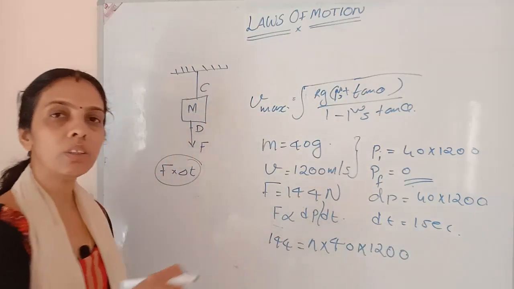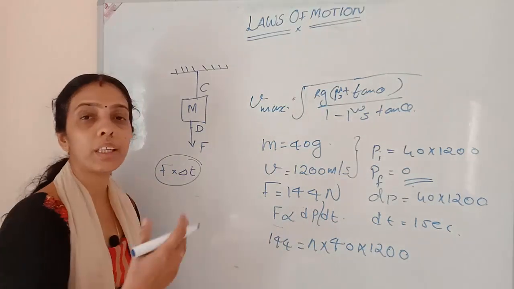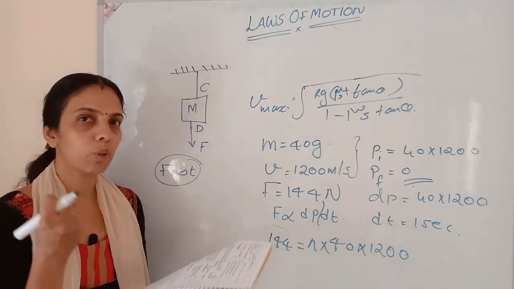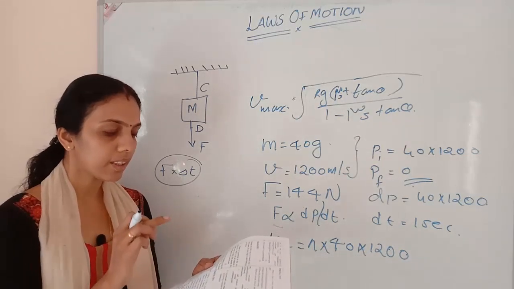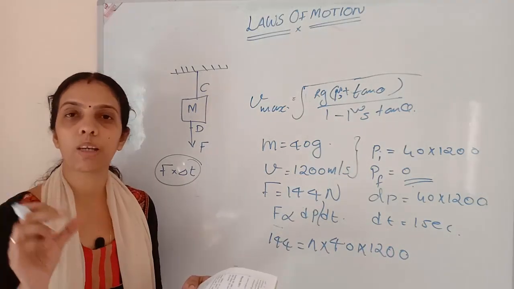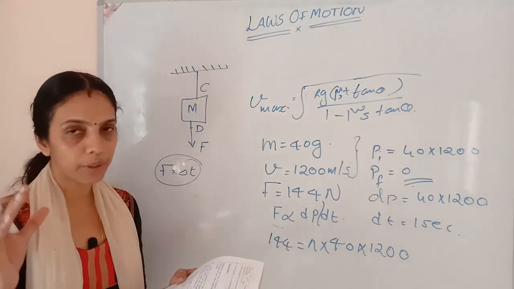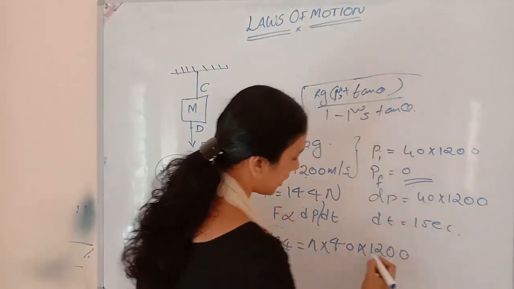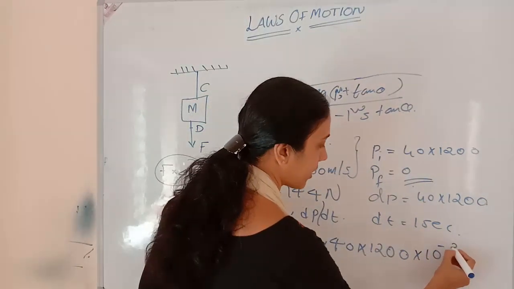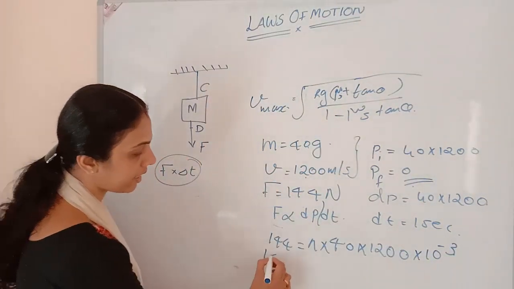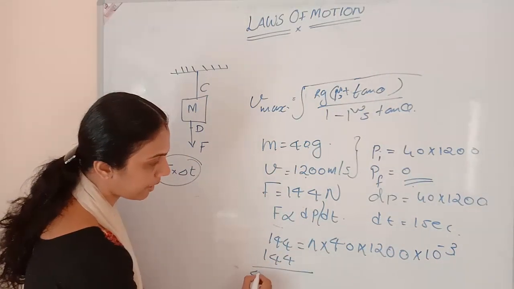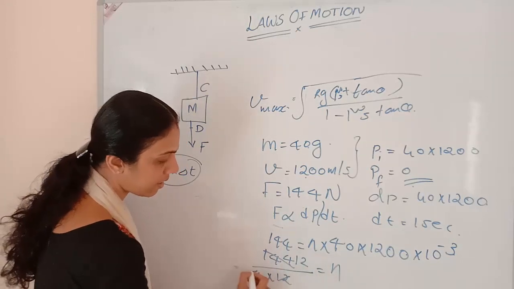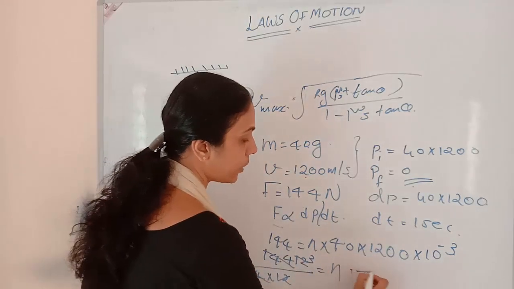So we should find out how many bullets a person can hold for a force of 144 Newton. The 40 gram we should convert into kilogram, so into 10 to the power minus 3 also is there. So you can do it. See, N is equal to 144 divided by 4 into 12. 12 12s are 144, so here 3. So you will get N value as 3.